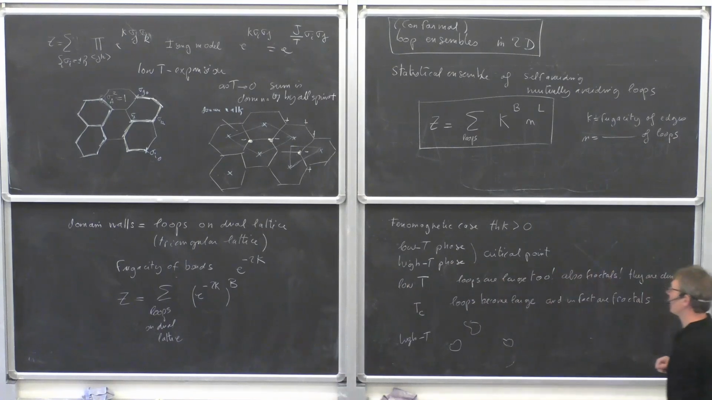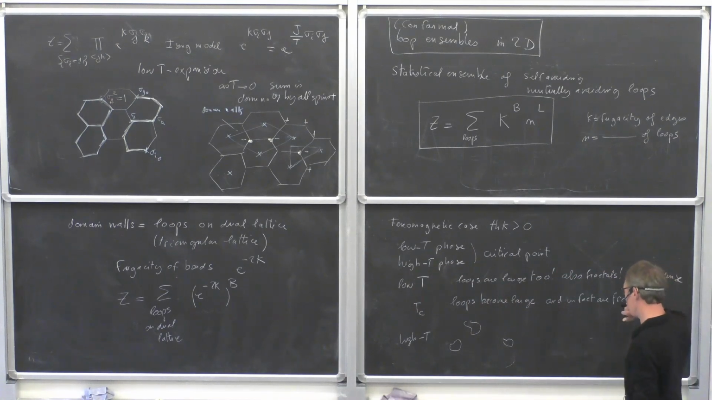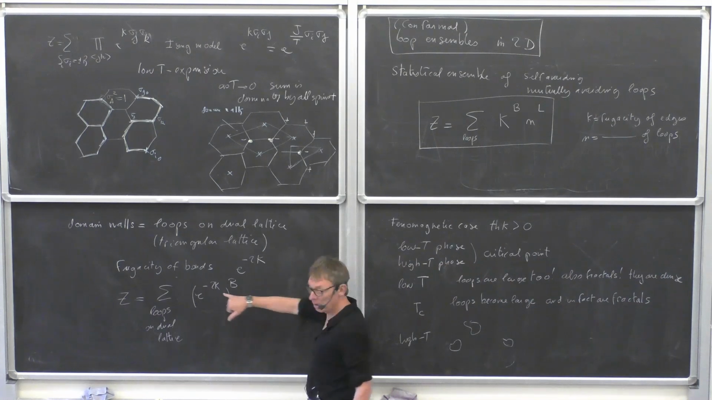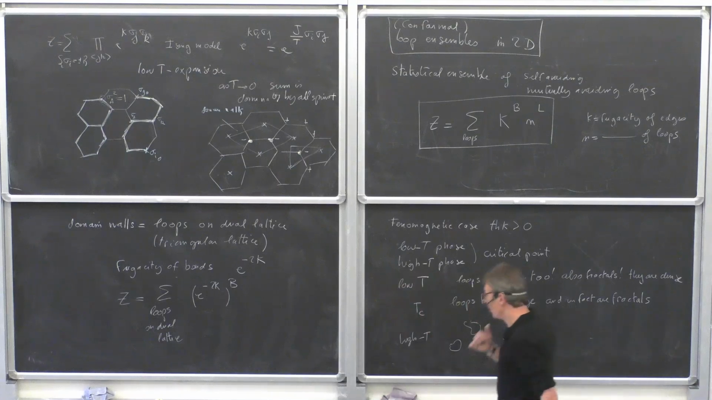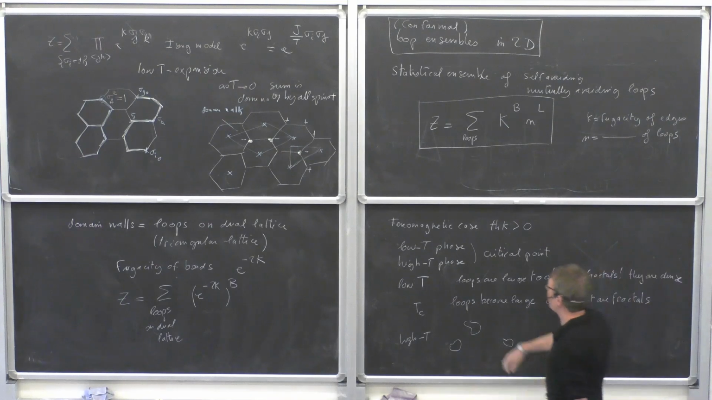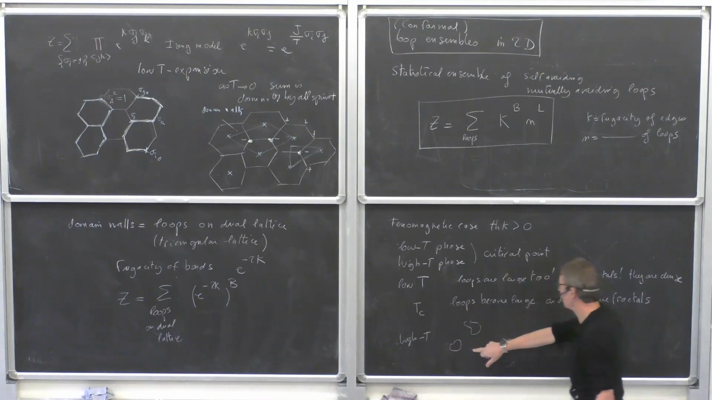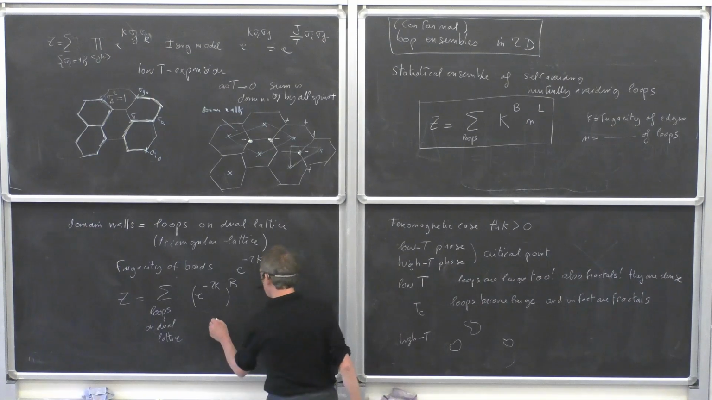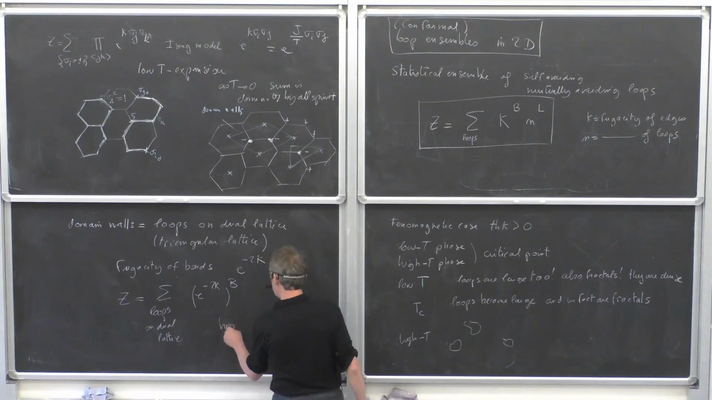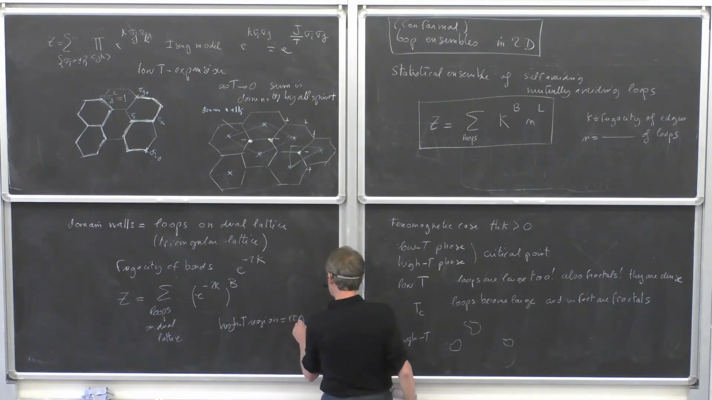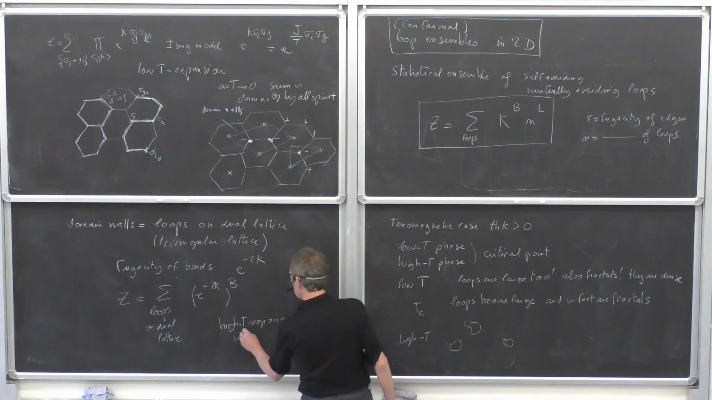The point I want to make is a bit different. The point I want to make is that the region where there are many loops is now the region where K is small, that is the high temperature region. So in the high temperature expansion, the high T region was a region with very few loops. And now in the low temperature expansion, the high T region is the region with many loops.